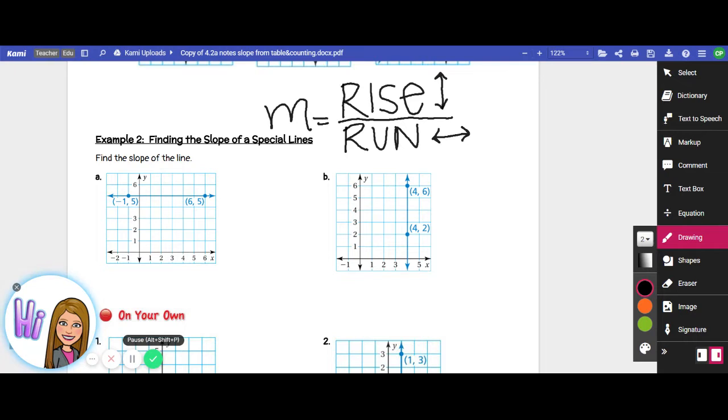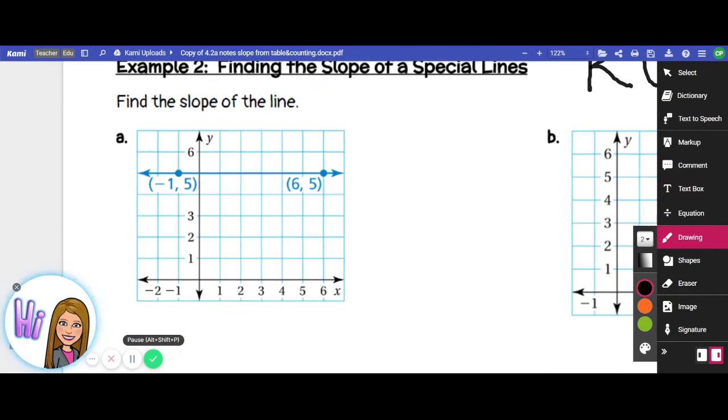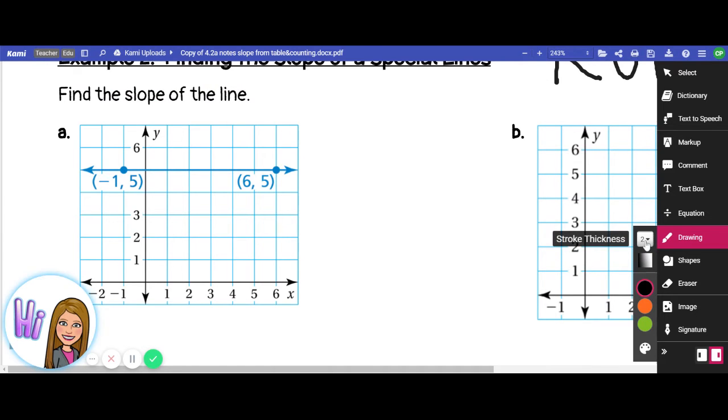So I've added that super important reminder up there that slope is equal to rise over run. So if we were to look at this example A, of course, first of all, if you were just going to identify the type of slope, you could see that it's a flat line. So you can probably already tell what the slope is going to be, but I'm going to show you, like I said, some of the mathematic reasons. So if you think about slope as rise over run.